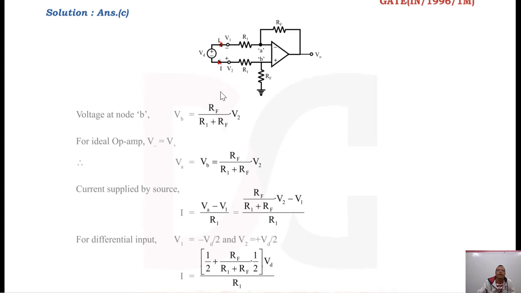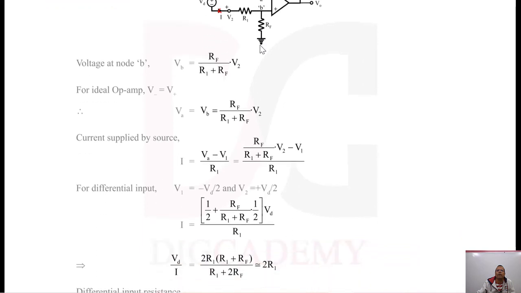So here the voltage at node B is what? That is nothing but the voltage across this resistance RF. In terms of V2 we will be finding, so RF upon R1 plus RF into V2. RF by R1 plus RF into V2, that is the voltage at node B. So this is as per the voltage divider rule. So the voltage at node A will be the same as the voltage at node B for an ideal op amp. So VA is equal to VB, that is RF by R1 plus RF into V2.